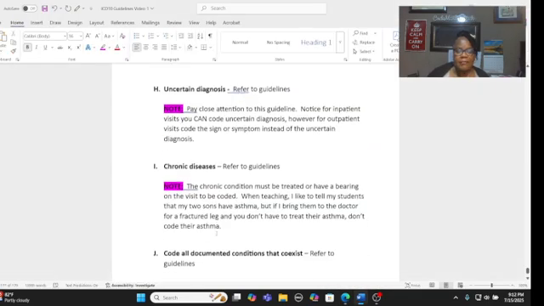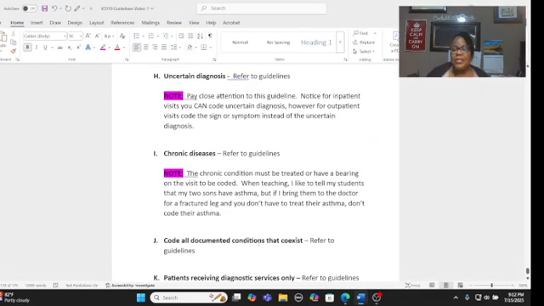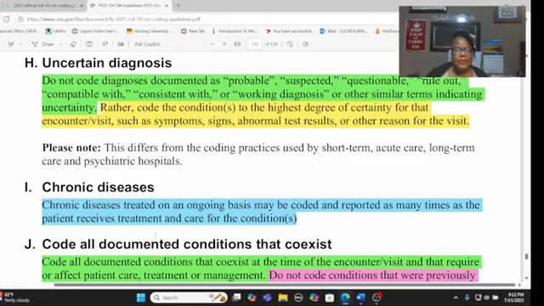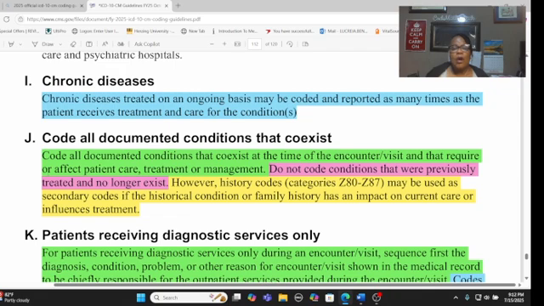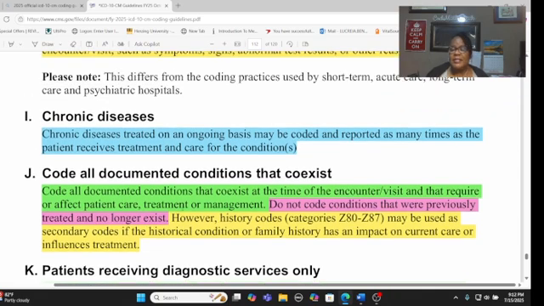That was I. J, code all documented conditions that coexist. Straight to the guidelines. J, code all documented conditions that coexist at the time of the encounter or visit and that require or affect patient care, treatment, or management. Do not code conditions that were previously treated and no longer exist.